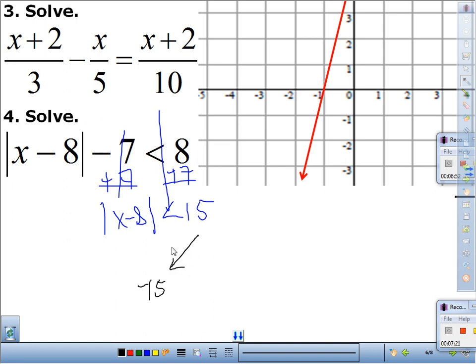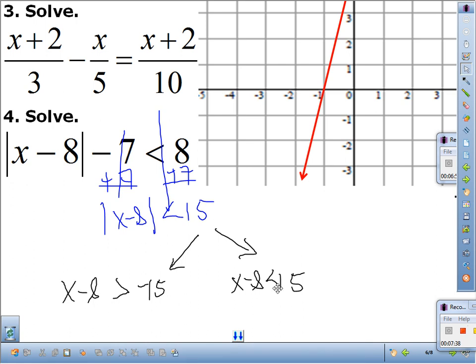Negative 15. And if it's a negative, what happens to the symbol? It switches. So I write x minus 8. And one for a positive 15. And then when I write x minus 8, the symbol stays the same. Are we there so far? All right. So let me solve these.